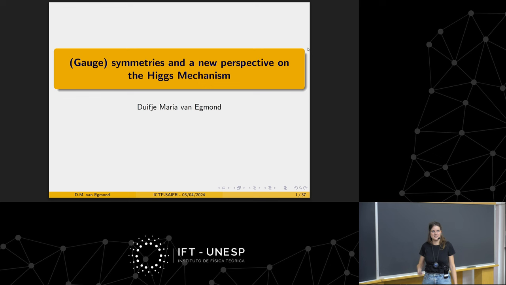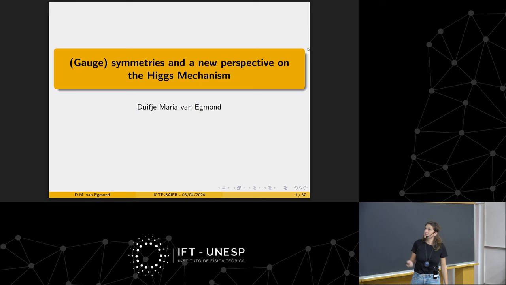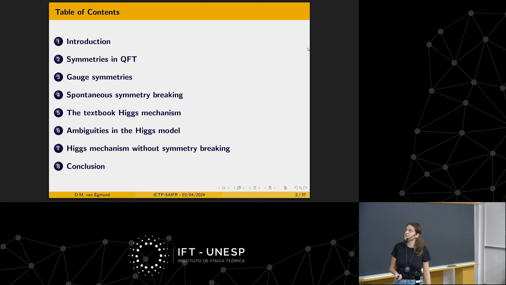So I will talk today about symmetries, gauge symmetries, and a new perspective on the Higgs mechanism. I will start with a short introduction on symmetries in nature, symmetries in physics, and then especially on symmetries in my field of work, which is quantum field theory. In particular, I will talk about a special symmetry, which is called gauge symmetries, and a phenomenon which is known as spontaneous symmetry breaking in field theory. Then I will discuss the textbook Higgs mechanism, which all of you will have encountered at some point in your studies. And I will discuss some ambiguities in this model. And then I will discuss the proposal of a Higgs mechanism without symmetry breaking, which also contains some of my own work. And I will end with a conclusion.